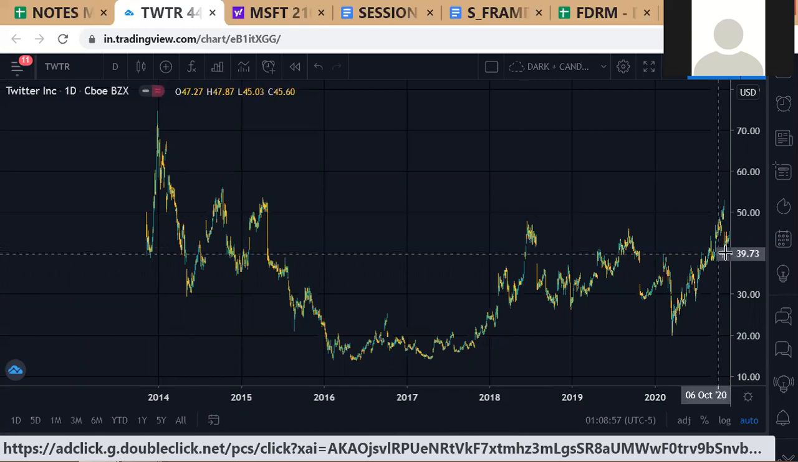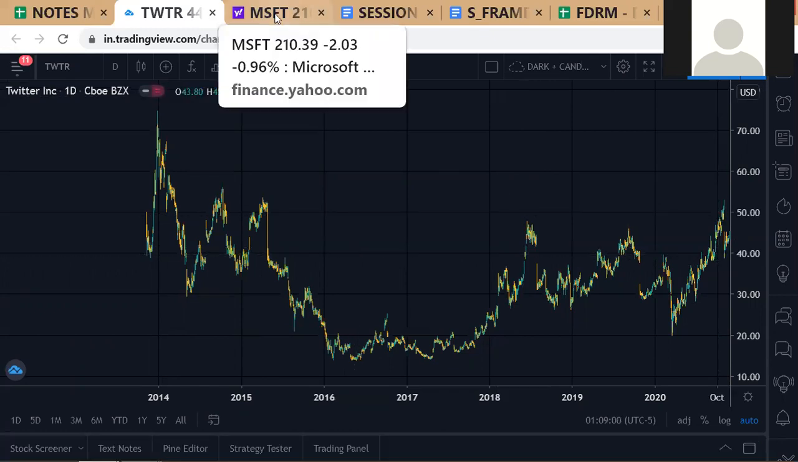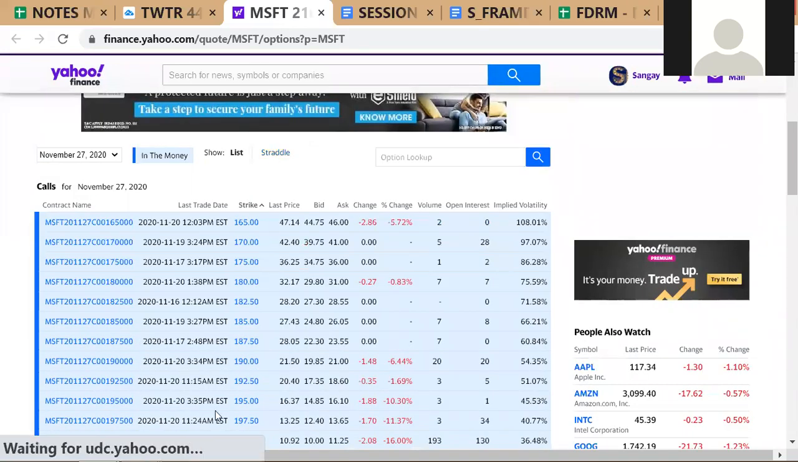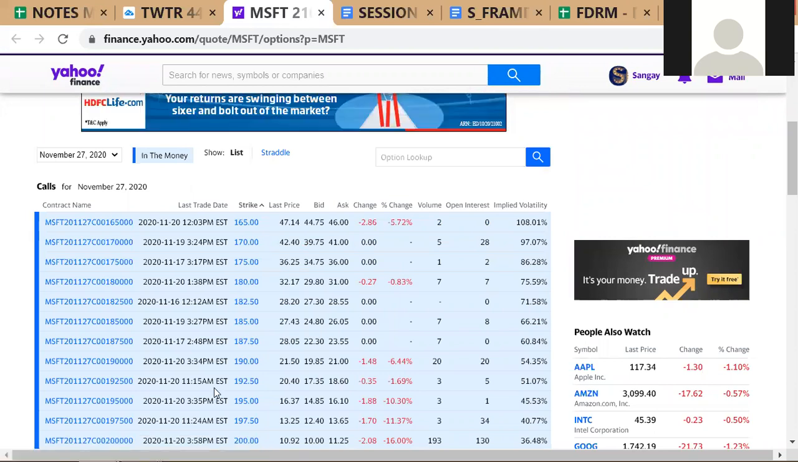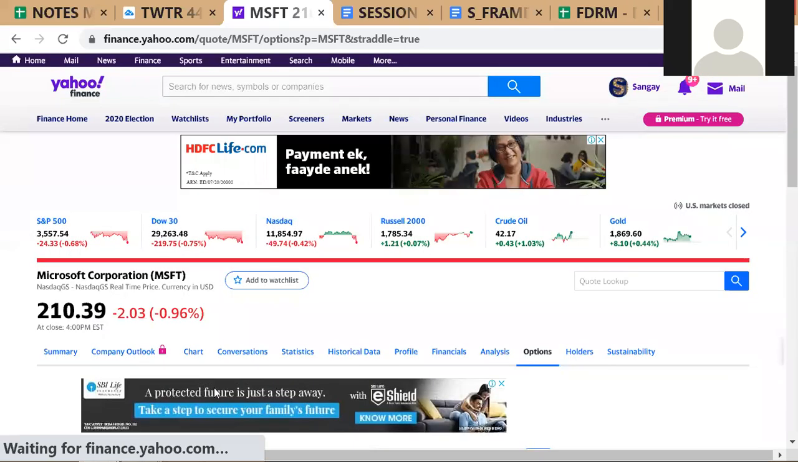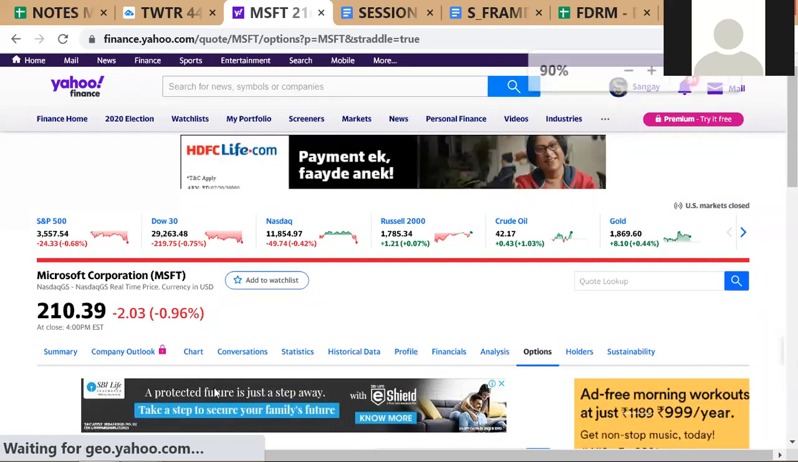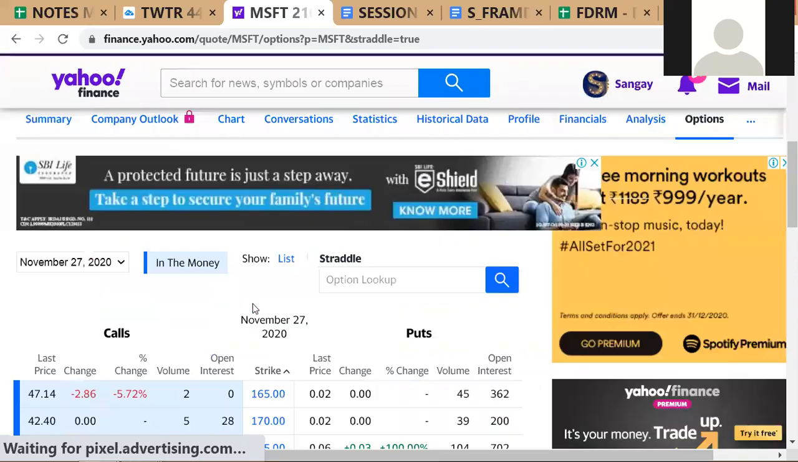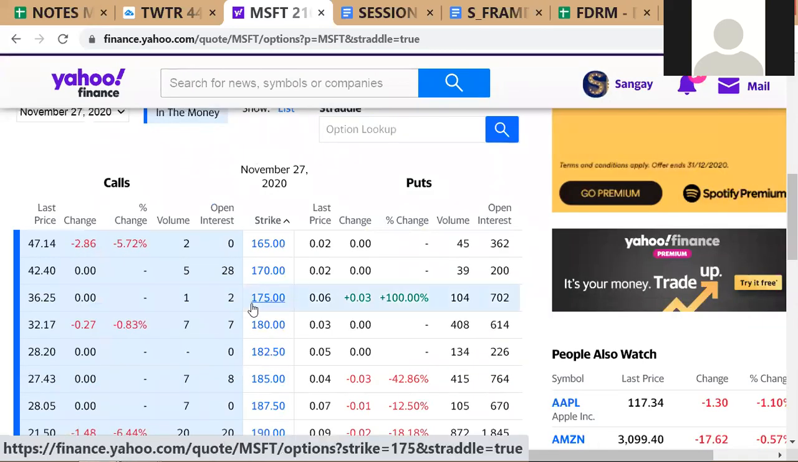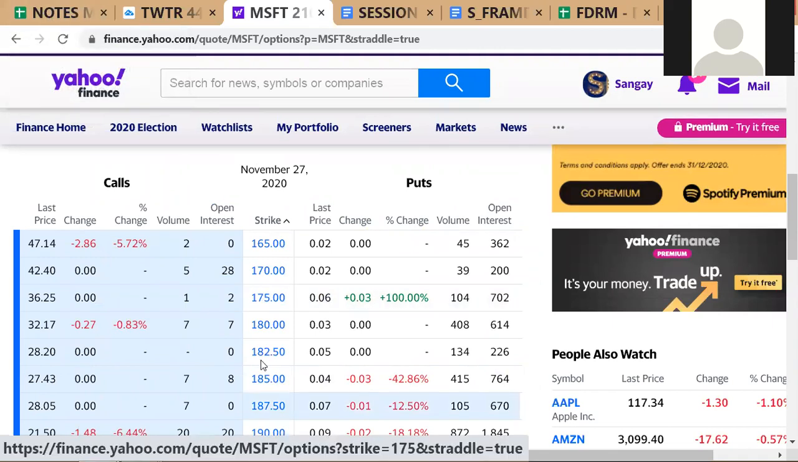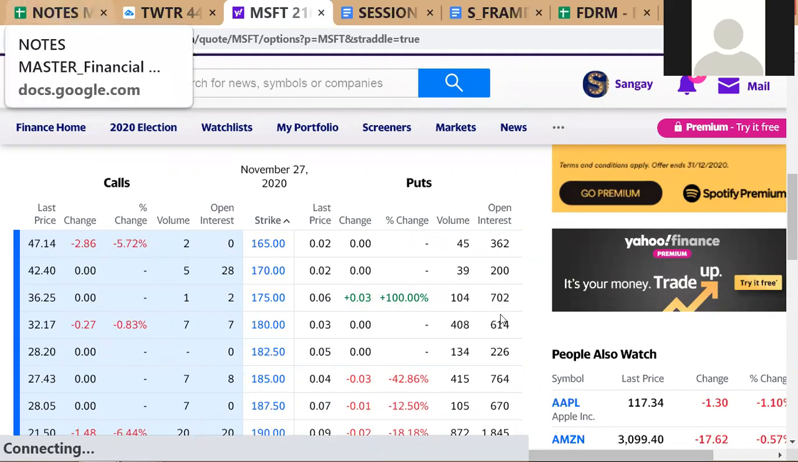But in the case of options, that's not true. If you have options, we will go to the straddle view. 210 is the underlying asset price. We'll make it a little bit bigger because you can hardly see anything. So in the case of options, suppose you've looked at the eyeball charts and you decided that the direction is going to be higher.